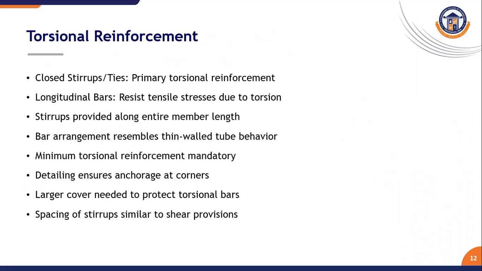Torsional reinforcement. Closed stirrups and longitudinal corner bars are the main torsional reinforcement. These are provided along the member length and arranged like a thin-walled tube. IS 456 requires minimum torsional reinforcement, adequate cover and proper anchorage to prevent brittle failure.